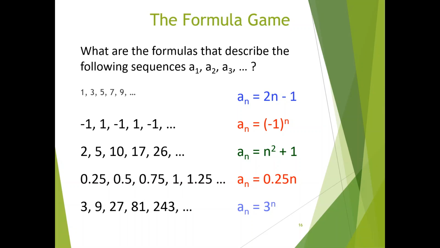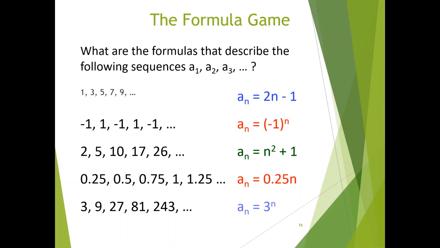And the second example gives minus 1, plus 1, minus 1, plus 1, etc. Here the terms alternate between minus 1 and plus 1. So we can easily calculate the value of the nth term: an is equal to minus 1 power n. We are neither using the arithmetic common difference nor the geometric rule. Next, the third example gives 2, 5, 10, 17, 26. Here the nth term is taken as n square plus 1.